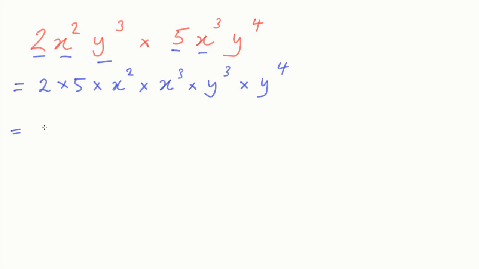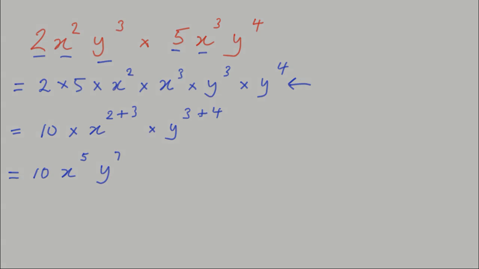And then 2 times 5 is 10 multiplied by, and then the rule, keep the base and add the powers, so x to the power 2 plus 3 multiplied by y to the 3 plus 4. And then that's 10 x to the power 5 and then y to the power 7. So that's how you do that one, and you don't have to include this step. I've just shown that step as a way of grouping together the like terms. So I'll do another example and I'll show you how to do it without doing that step.